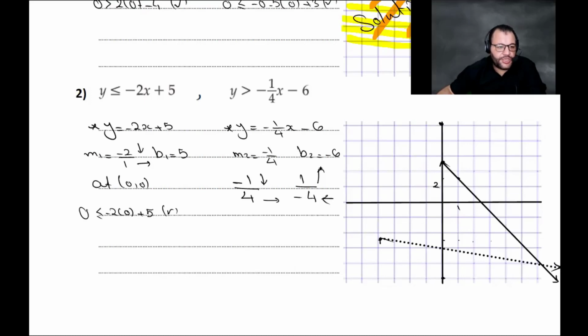Which part will be shaded? For the first line, we'll shade the part below the line. And for the second one, it will be y is greater than, so it will be above the line. So that is the common part.